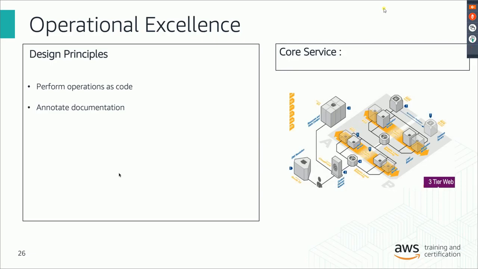From an operational perspective, document annotation. Why we call this is that if you have done your infrastructure as code and you annotate things properly, then it will help you understand which environments, which areas, which tagging, which resources are having challenges, and how you isolate them.